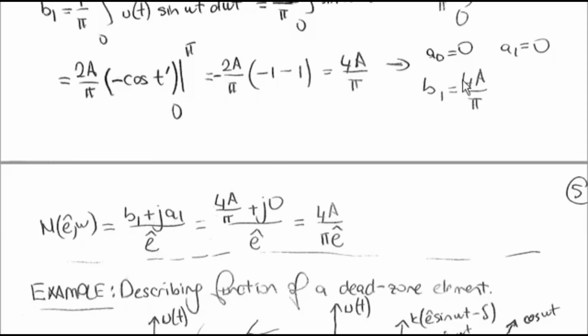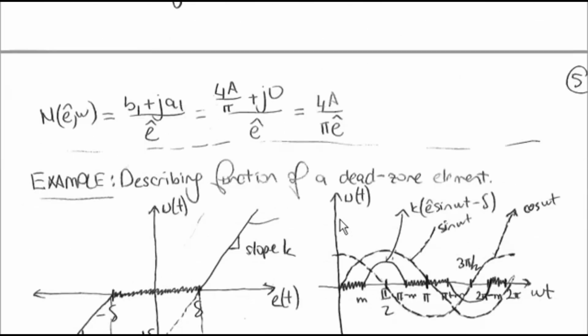So b1 is 4a over pi, a1 is 0, so this j is cancelling here, divided by e hat. So this is going to be my describing function corresponding to the relay element.